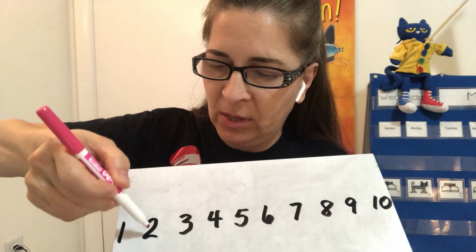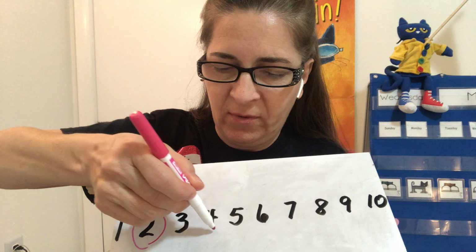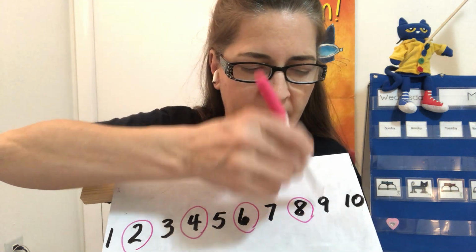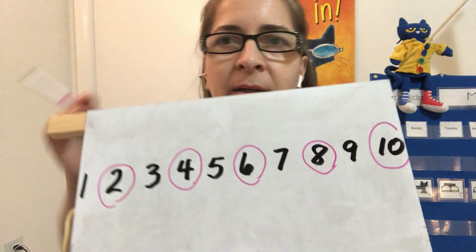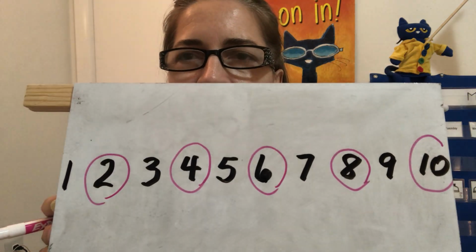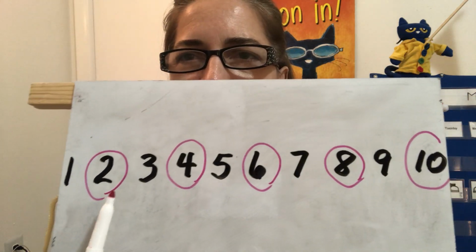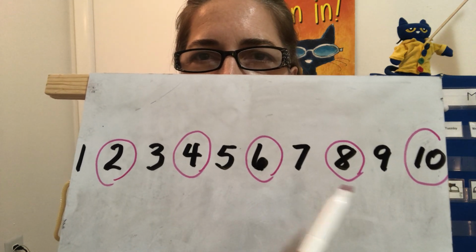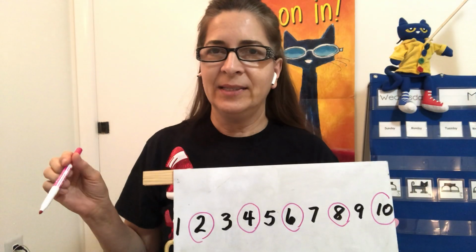So like this: 2, 4, 6, 8, 10. We did every other one. So let's skip count by twos one more time. 2, 4, 6, 8, 10. See, that's a way that you can practice by yourself.